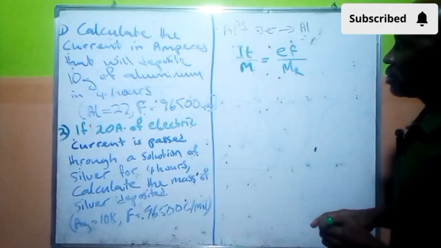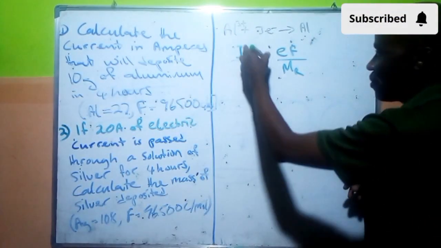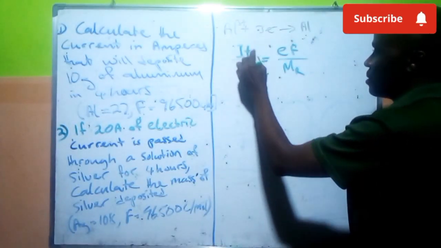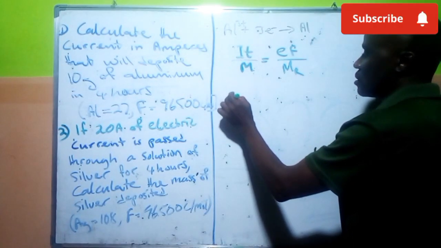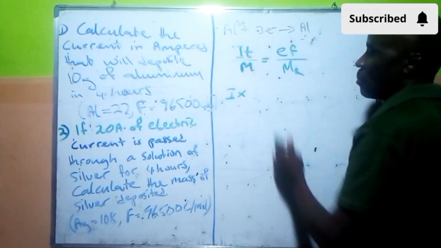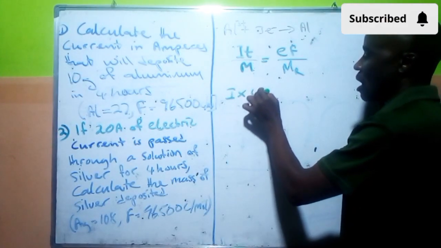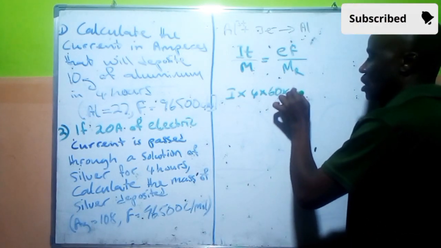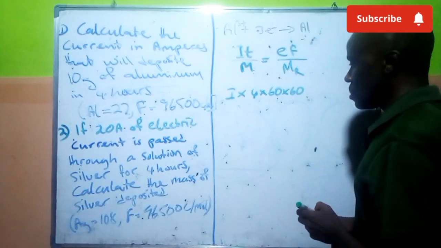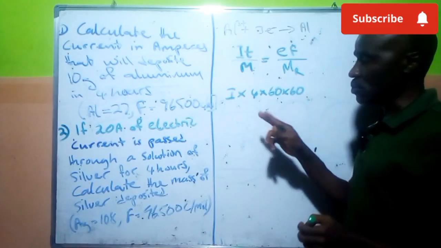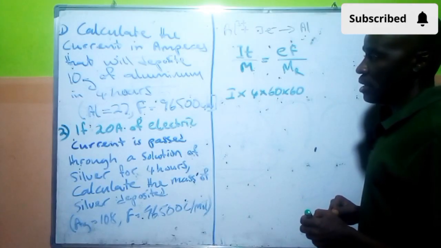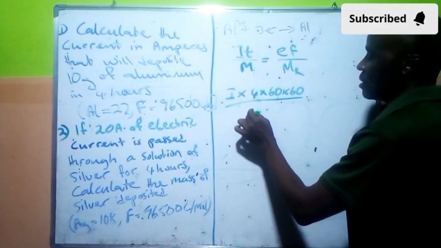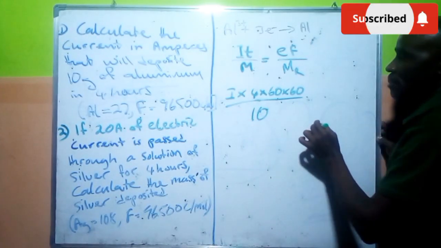Our I is the current, the one we are looking for. So calculate the current. Since we are looking for I, we multiply by the time, 4 hours. That means we convert it to seconds because it must always be in seconds. Converting to seconds means we multiply by 60 times 60 times 4. That will give us the value in seconds, all over the mass, that is 10 grams of aluminium.